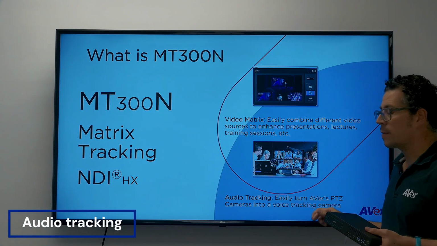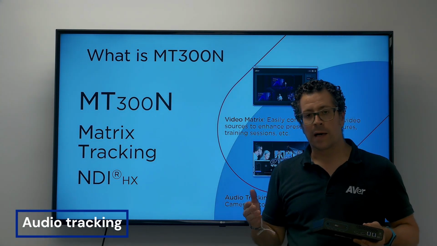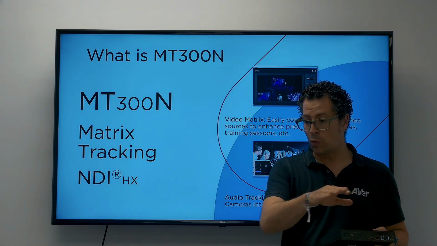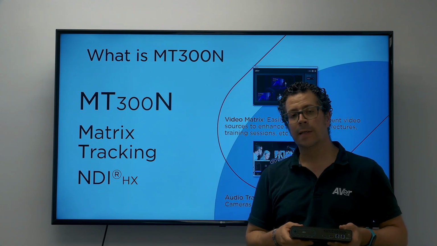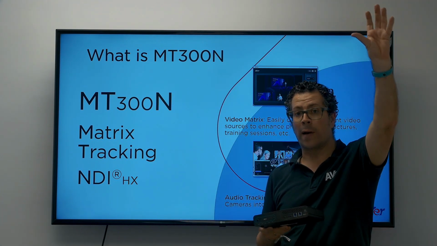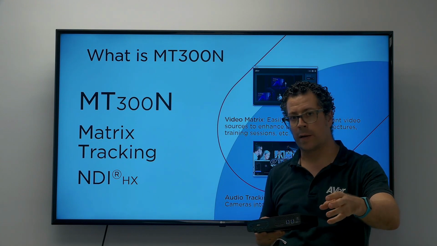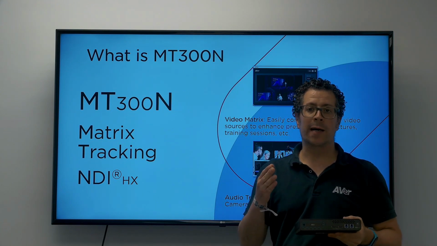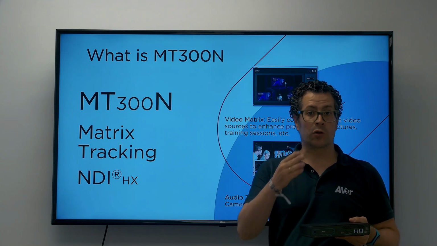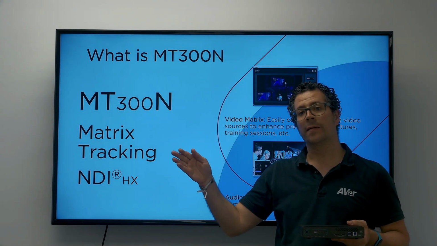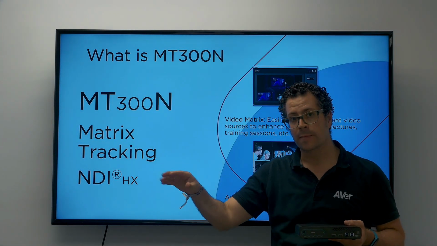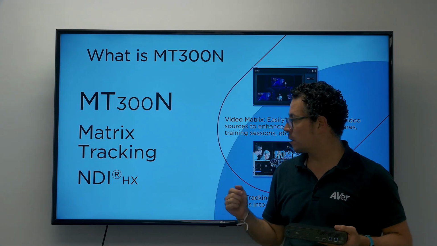The audio tracking will allow to implement a very interesting function. You can have multiple cameras, as we have here, and you can have multiple microphones, ceiling microphone or table microphones, and then you can get that the system automatically selects the camera that is focusing in the speaker. So it's really convenient. It's very simple.